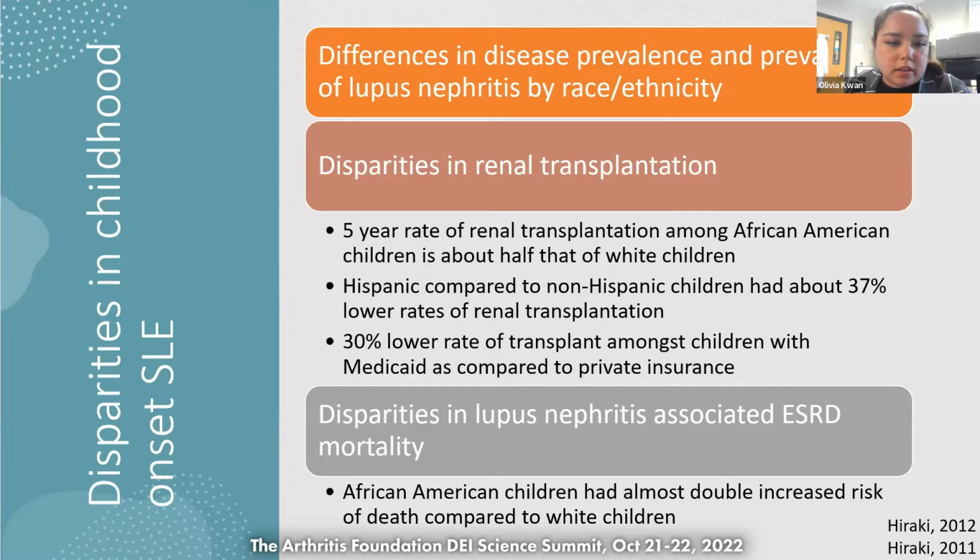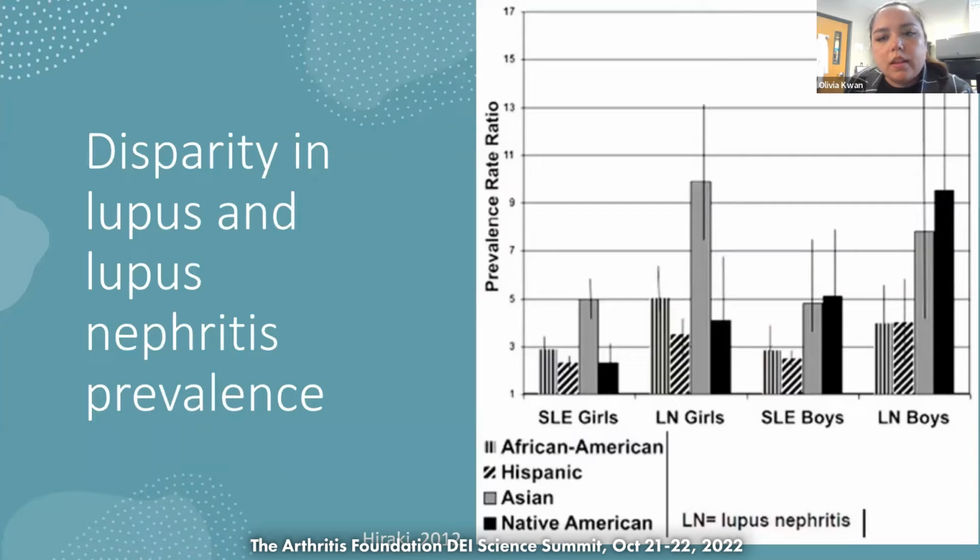There are disparities in the lupus nephritis associated end-stage renal disease mortality as well, with African American children having an almost double increased risk of death compared to white children. This is a graph from a study of children with Medicaid showing the prevalence rate ratio of lupus and lupus nephritis by race and ethnicity, as well as by gender. And as you can see, the prevalence rate is increased amongst all non-white demographics.